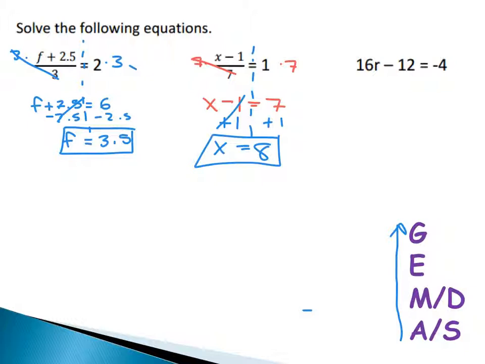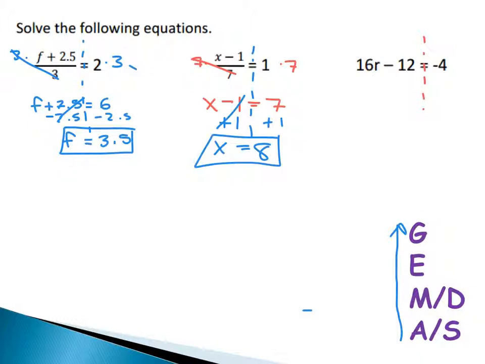All right, last example, I have 16r minus 12 equals negative 4. So we have a two-step problem here. What do I do first? Now, notice I have 16r minus 12. I don't see a problem like I had over here, so this one is actually rather easy. So I'm going to follow what I said before. I'm multiplying by 16, subtracting 12.